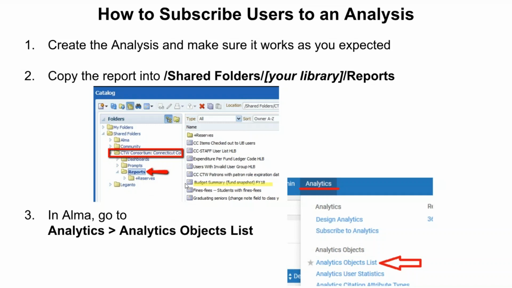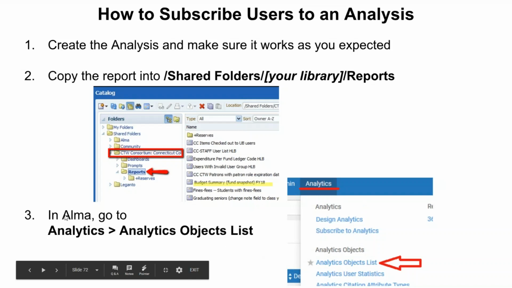So the example I did from my office was this budget summary, which I have here. Once I tested it and it's good in here, then I copy the exact same thing into here. And that's where Alma will look for it when you set up the configuration.